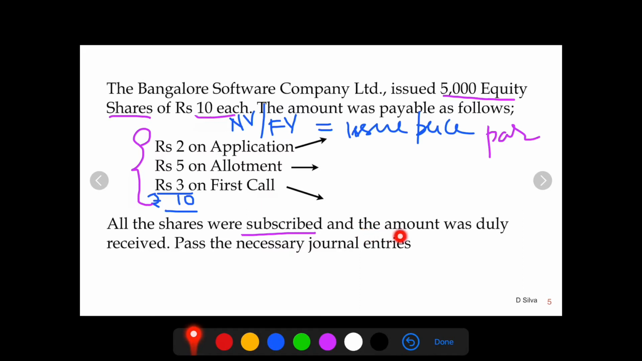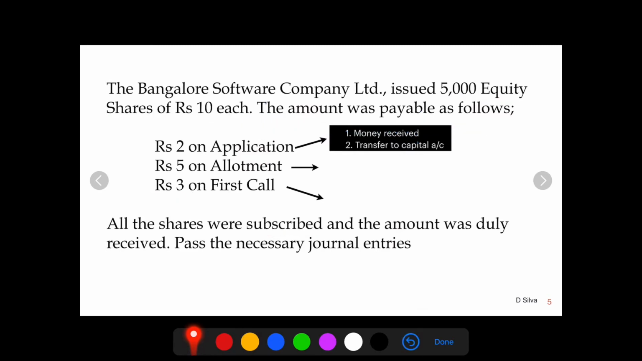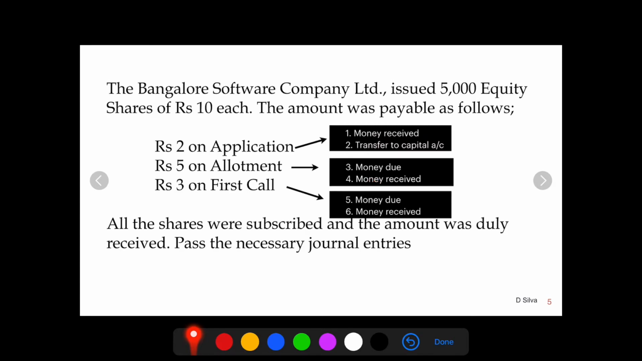And the amount was duly received. So now we know that, students, on application we have two sets of journal entries. Over here you can see in the first set of journal entries the money is being received through bank account. In the second set of journal entries, we know that on allotment we are going to receive the money, as well as we are going to receive the money on calls.